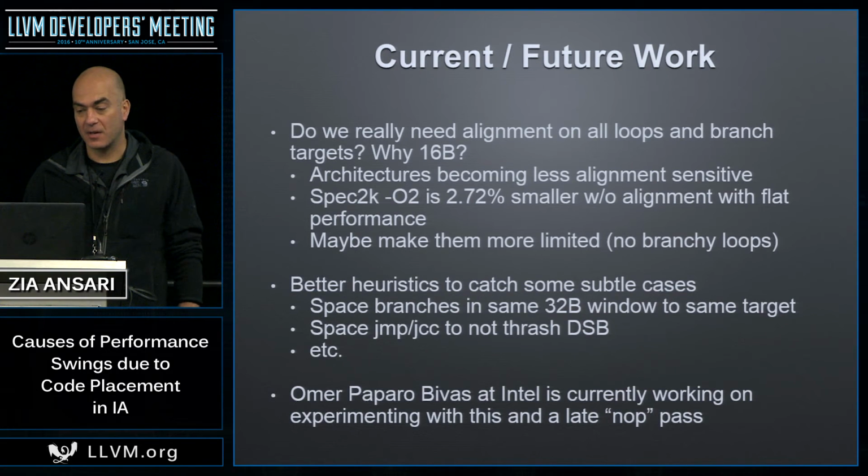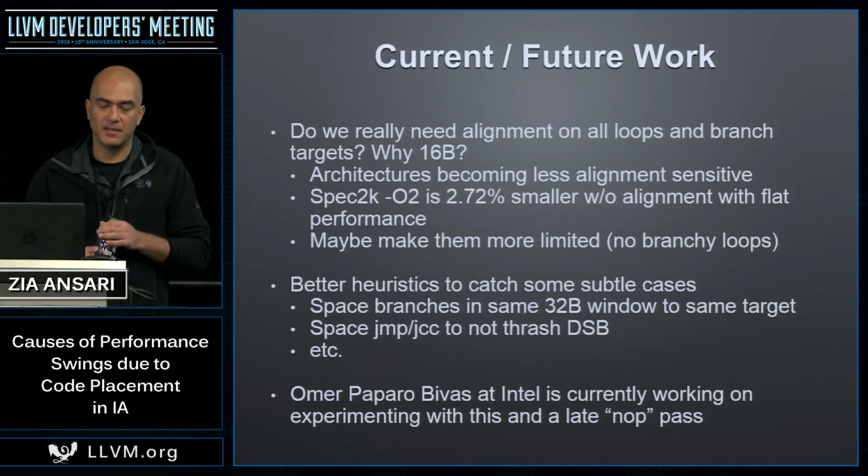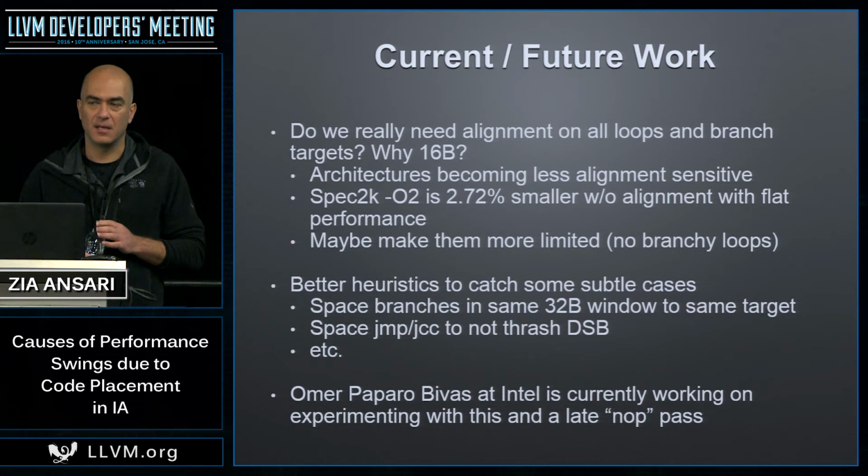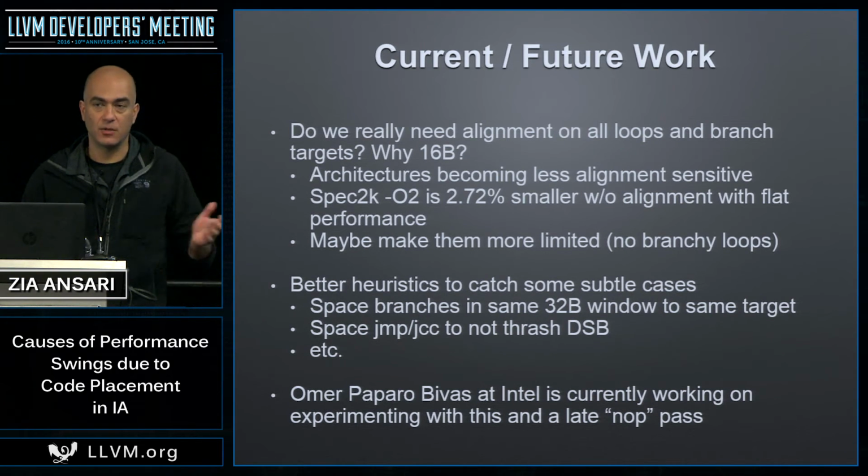Some future and current work and some ideas. I brought this up earlier, but do we really need to align everything on 16 bytes? All loop heads and a lot of branch targets. Why 16 bytes? I've shown cases where 32 bytes matters, so why not 32 bytes? Well, I think the architectures are becoming less sensitive to alignment as we're getting further away from the whole fetching from the front end part.